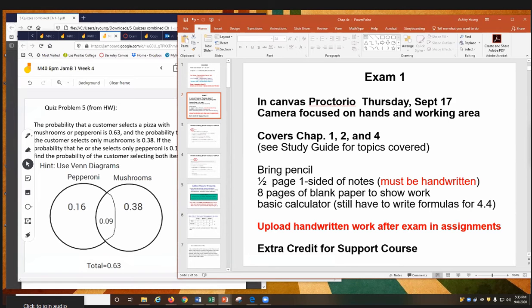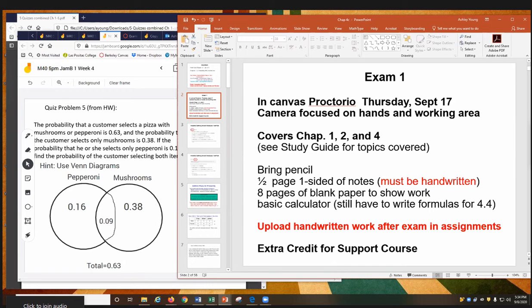In Canvas, Pictorial, Thursday, September 17th, camera focused on hands and working area. Covers chapters 1, 2, and 4. See study guide for topics covered. Bring pencil, half-page, one-sided of notes. Must be handwritten. 8 pages of blank paper to show work. Basic calculators. Still have to write formulas for 4.4. Upload handwritten work after exam and assignments and extra credit for support course.